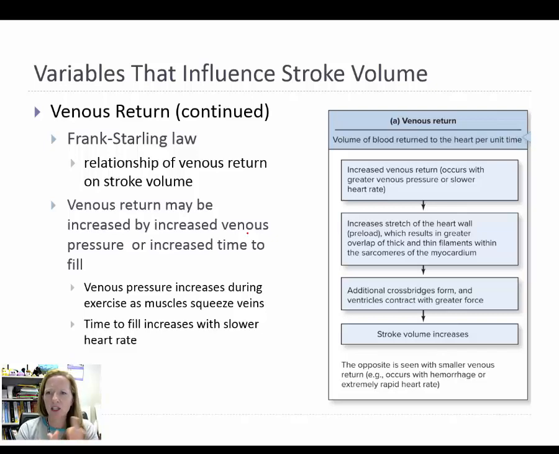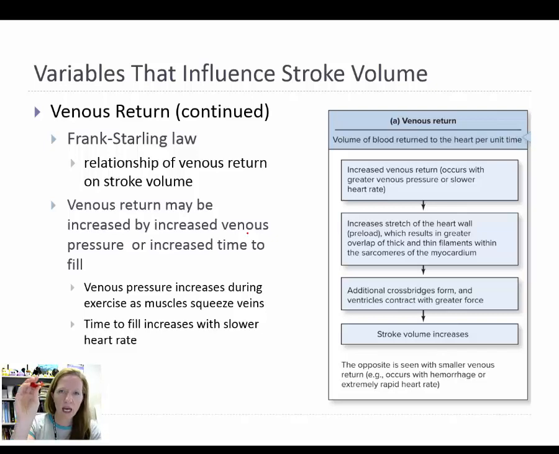So this whole relationship between venous return and stroke volume is going to be best described by something called Frank-Starling law, or Starling's law, either one. His law is going to read, as the volume of blood entering the heart increases, there is a greater stretch of the heart wall, or basically it means that you're going to have a bigger preload.